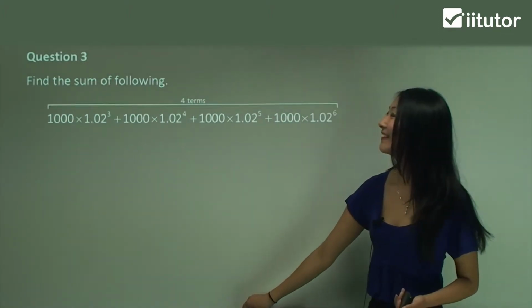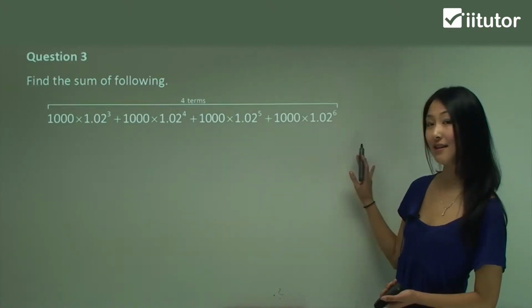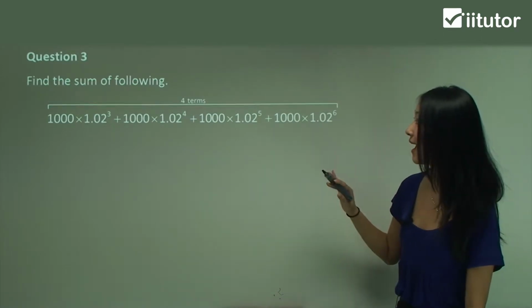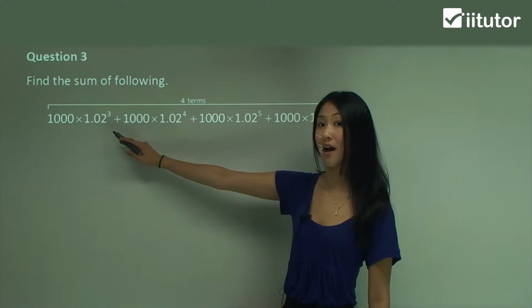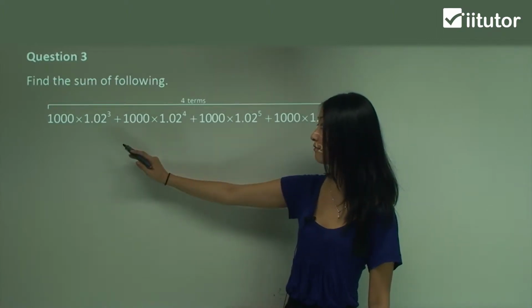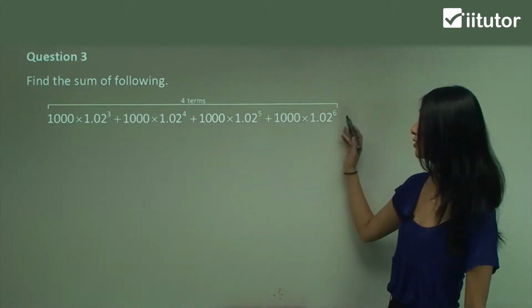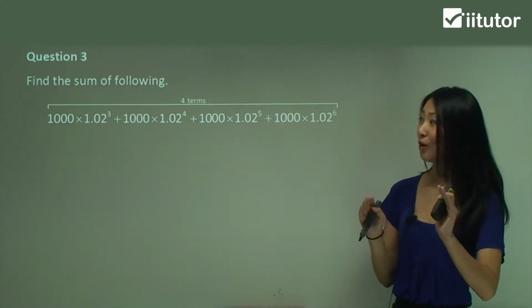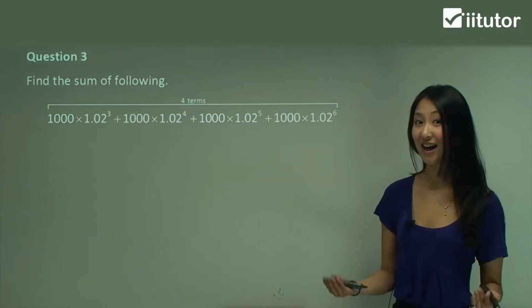Okay, looking at question 3 now, we have this series here and we want to find the sum again. But in this case, can you see we're starting off with 1000 times 1.02 to the power of 3, then 1.02 to the power of 4, and so on to the power of 6. So I want you to have a think about it now. What is our a going to be, and what do you think our r is going to be?